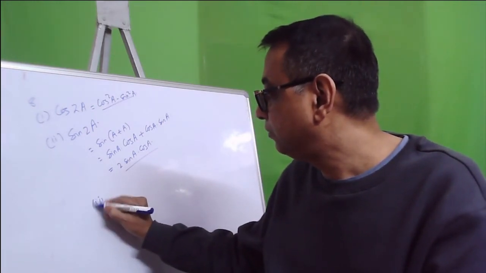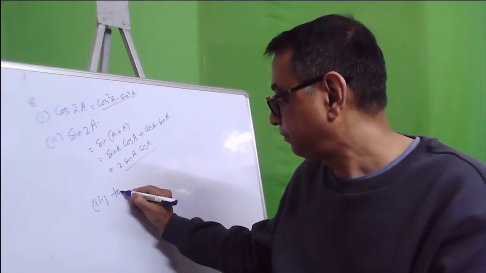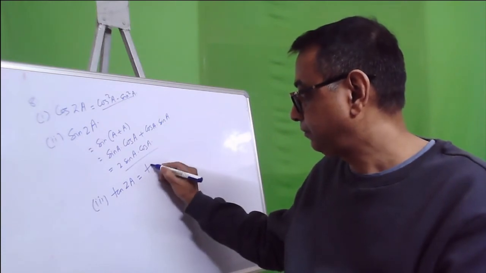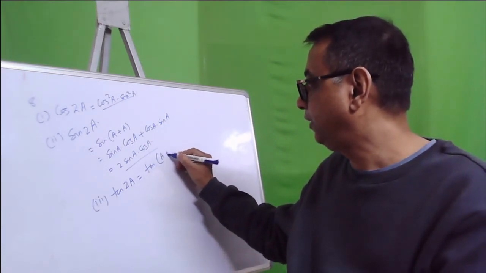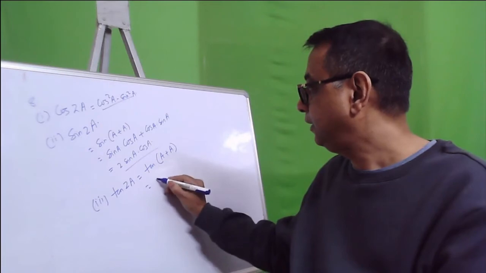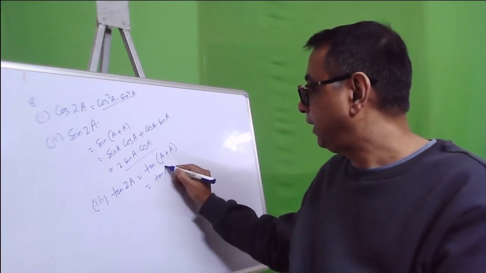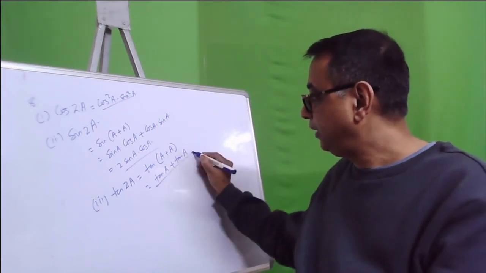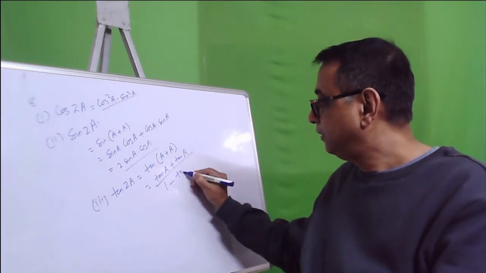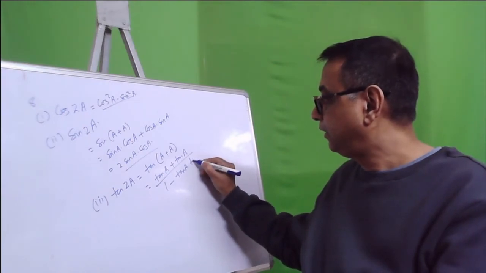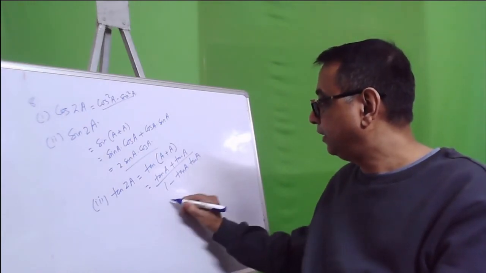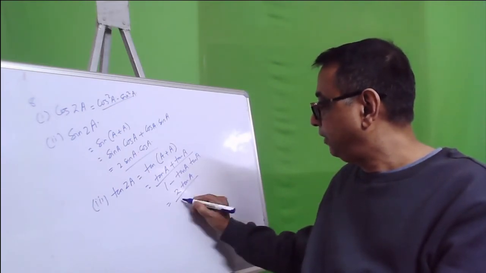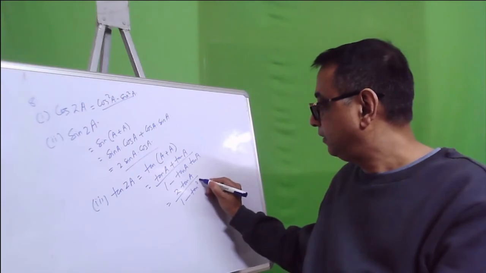Number 3, there is also one double angle formula for tan 2A. Again similarly we can find it out, tan A plus A. So we remember tan A plus tan B over 1 minus tan A into tan B; instead of B we will put A. So this is 2 tan A divided by 1 minus tan square A.